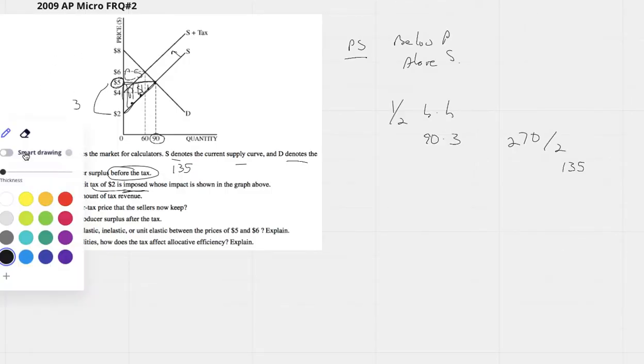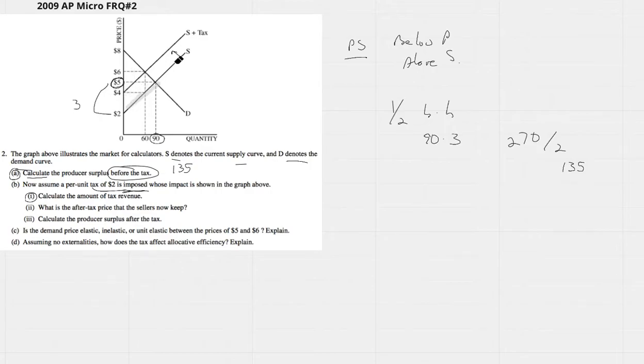Now, recognize here that the vertical distance between these two supply curves actually shows the price of our tax. We could have shown it right there. That vertical distance is the amount of tax, but we're going to show it right there. Notice that vertical distance between these two supply curves shows us the amount of tax. So the amount of tax between 4 and 6 is $2. They've already told us that, but it's nice to be able to see it.